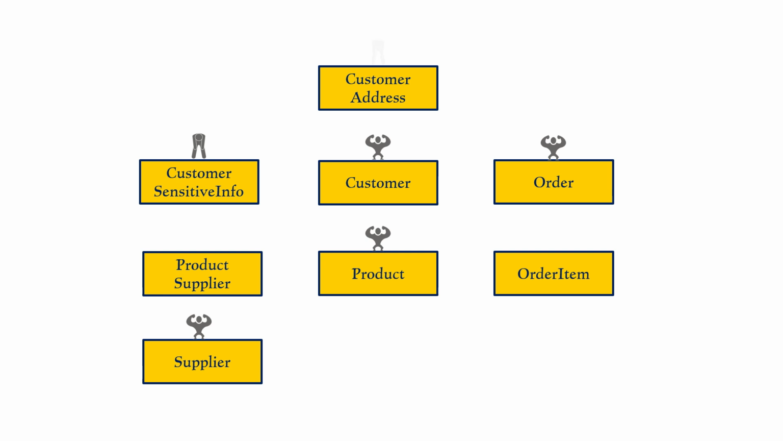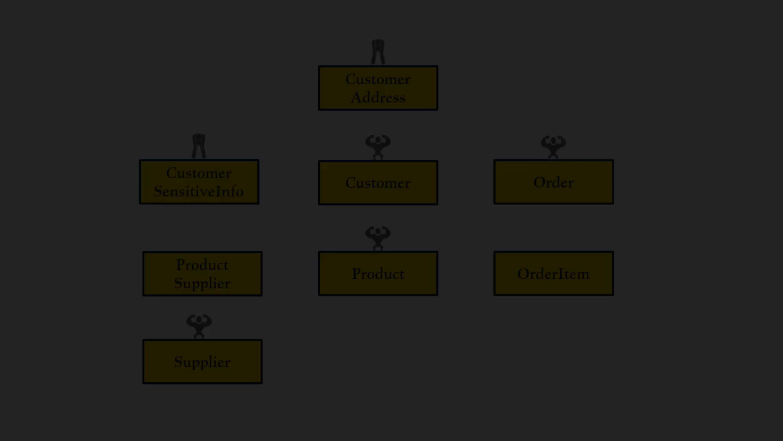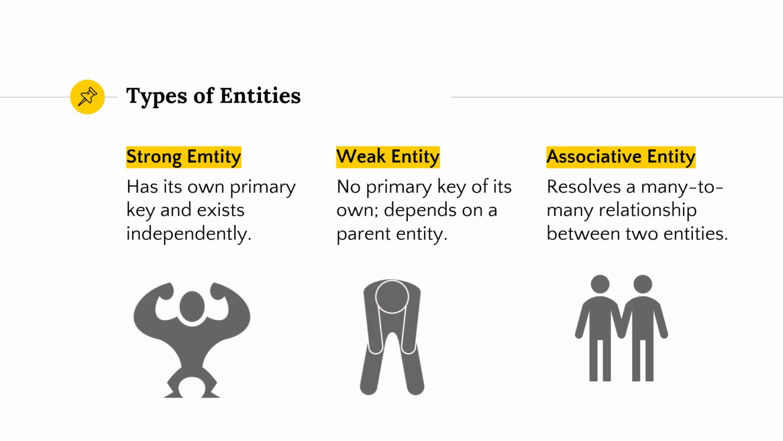Similarly, a customer address table is also a weak entity. We generally split addresses into a separate table because a single customer might have multiple addresses, but those addresses cannot exist in our system without the customer.